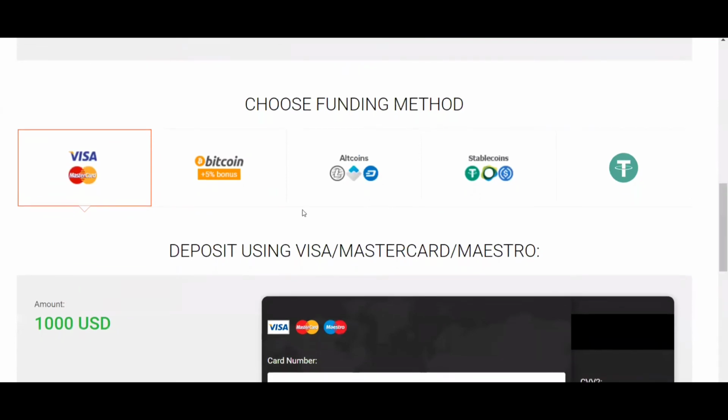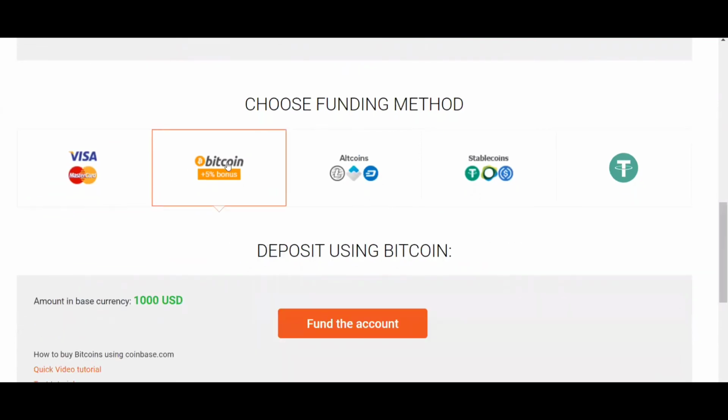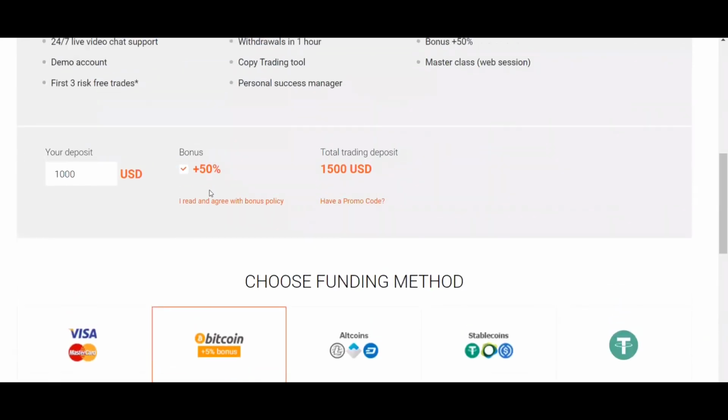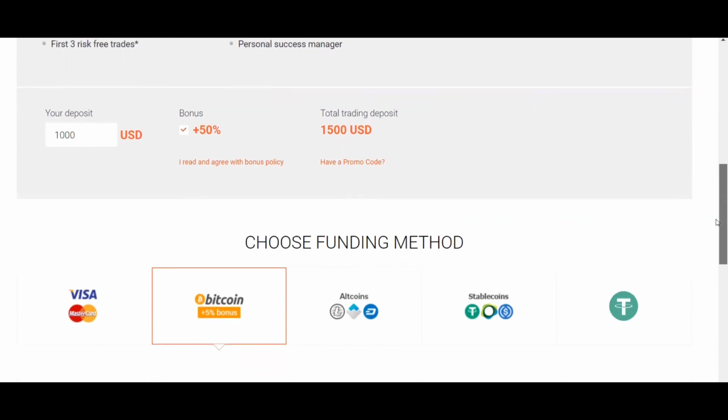So here are your options: Visa, MasterCard, Bitcoin. As I was saying, if you fund with Bitcoin, you automatically get a 5% bonus. Now, that isn't a bonus that has to be turned over. It's the bonus from Tradonex for making a deposit. It has nothing to do with this bonus. This is just the bonus for using Bitcoin. So it says altcoins, stable coins. Not sure what that one is. Never used it. I stick to Bitcoin.